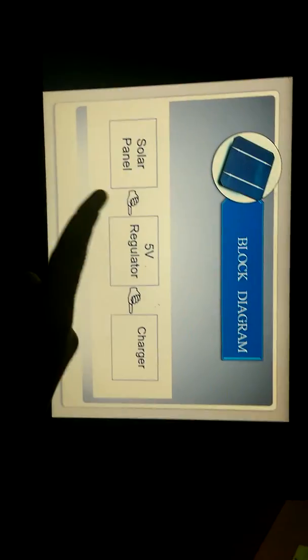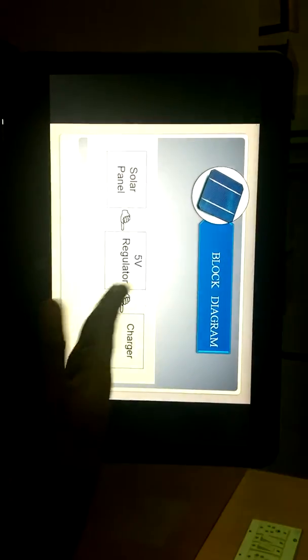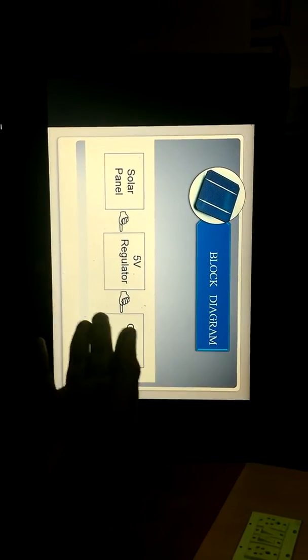Thank you, Yashasvi. Now we are describing the block diagram. The block diagram has a solar panel, a 5 volt regulator and a charger. The 5 volt regulator is used when we do not want fluctuation in output. And then the charger charges our mobile.